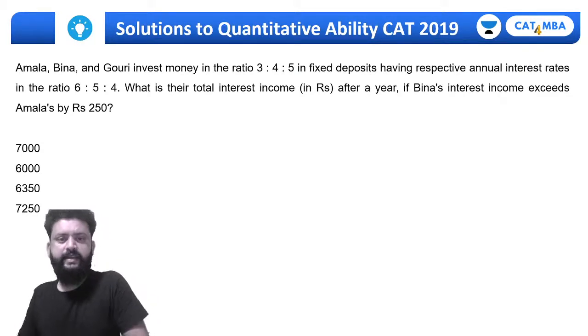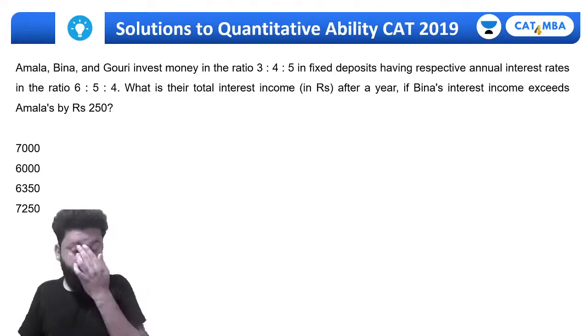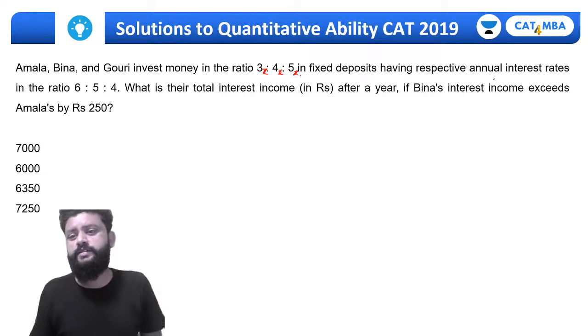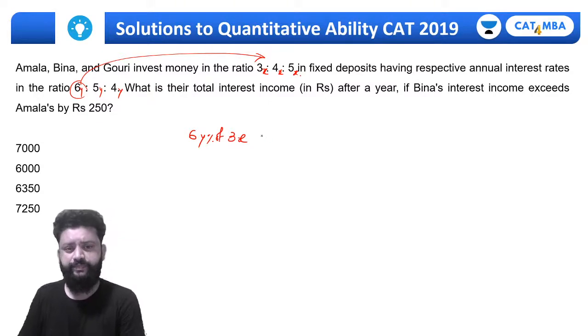A, B, and G invest money in the ratio 3:4:5. Then let's say इन्होंने invest किया 3x, 4x and 5x. The fixed deposit respective annual interest rates दिए हुए हैं. Let's say rates are 6y%, 5y% and 4y%. So definitely इस amount पे 3x पे उनको मिलेगा 6y% of 3x. This will be the interest.